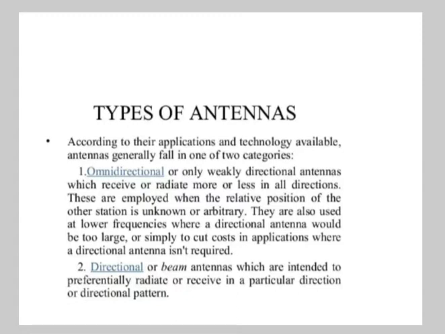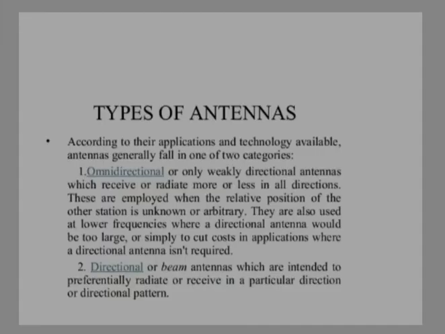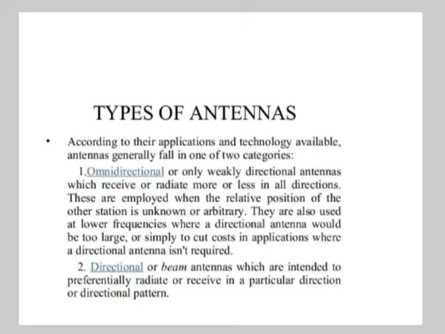Then the types of antenna. According to their application and technology available, antennas generally fall into one of two categories. One is omnidirectional and second is directional or beam antennas. Omnidirectional or only weakly directional antennas receive or radiate more or less equally in all directions. These are employed when the relative position of other stations is unknown or arbitrary. They are also used at lower frequencies where a directional antenna would be too large, or simply to cut the cost in applications where a directional antenna isn't required.